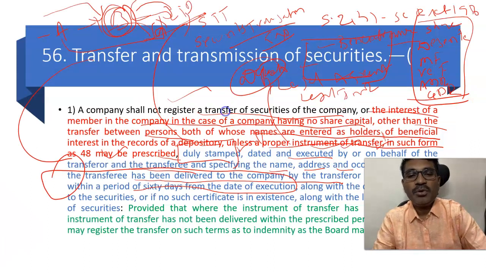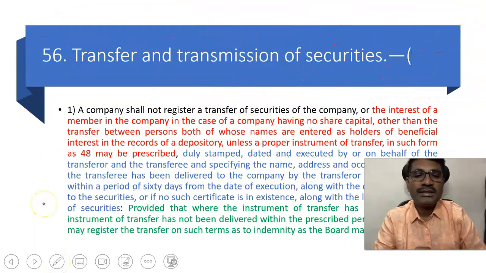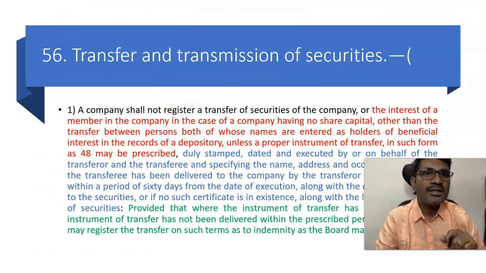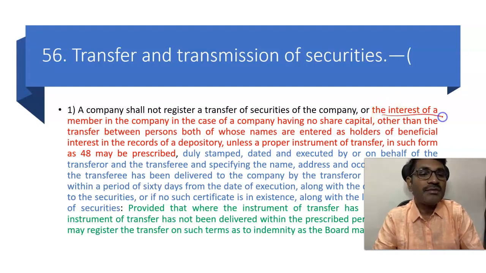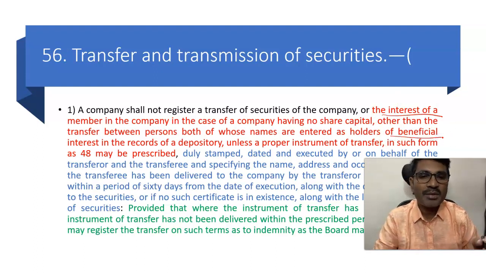Now let us see about this particular subject, which we call the transfer and transmission of shares. When you look at the transfer and transmission of shares, under Section 56 of the Companies Act, the transfer includes the interest of the member in the transfers and also the name where there is a beneficial interest or beneficial owner.